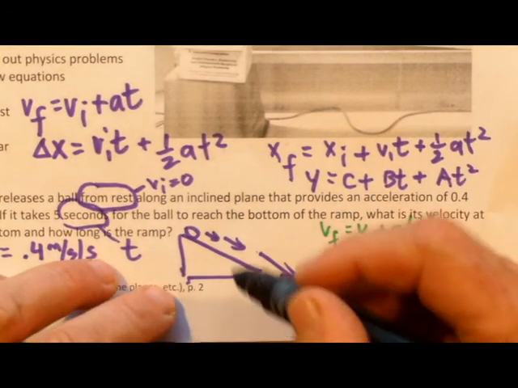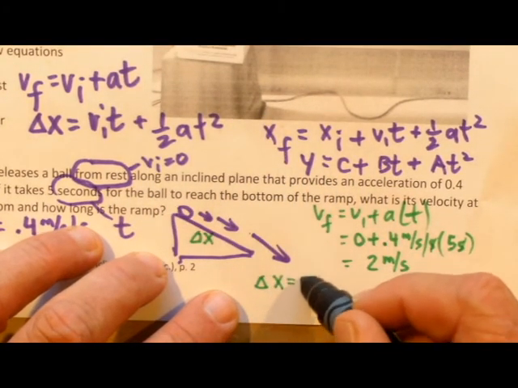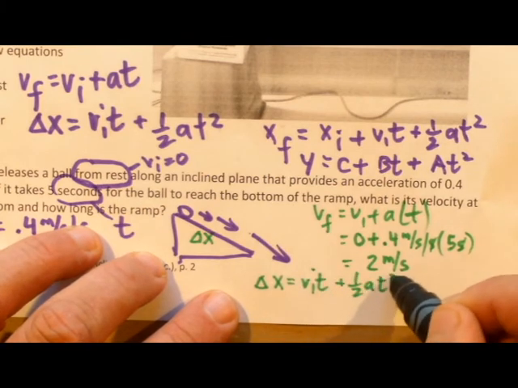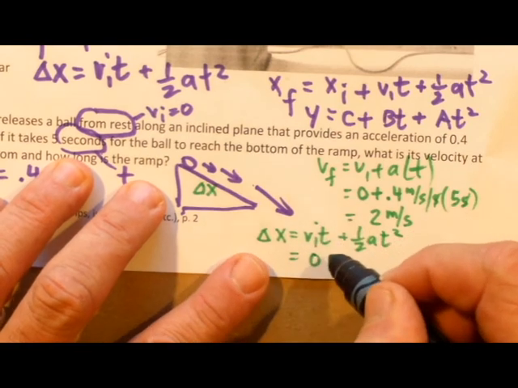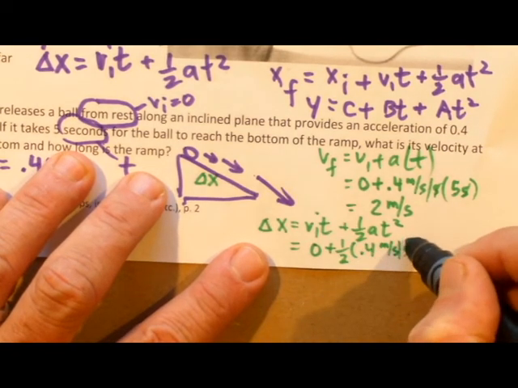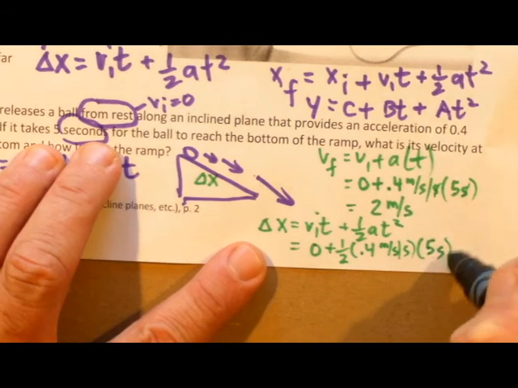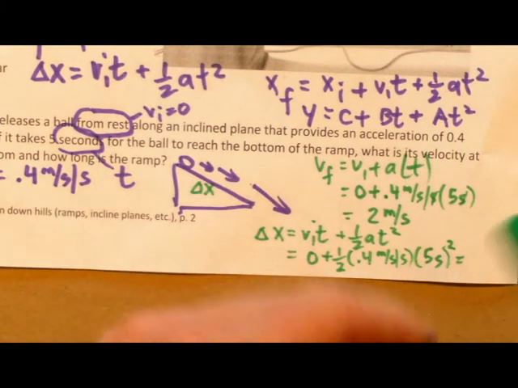If we want to get how long the ramp is, that would be like a delta x, right? That would be like a displacement idea. So we could say delta x equals Vit plus 1/2 At squared. This whole term goes to 0 because your Vi is 0, plus 1/2 times A, which is our 0.4 meters per second squared, times T squared. Well, that's going to be 5 seconds, and then we have to square everything. So we're going to take a half of 0.4 times 25. I'm going to just use a calculator. So 0.5 times 0.4 times 25, and we get that the ramp is 5 meters long.